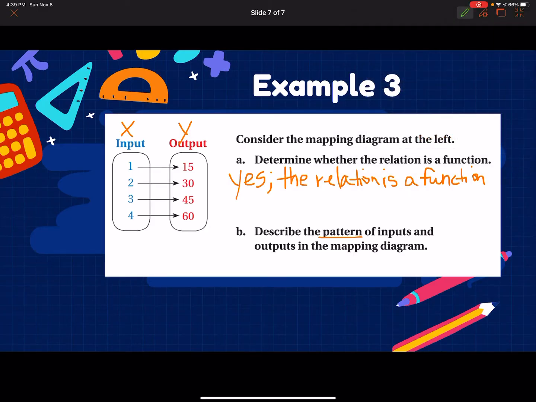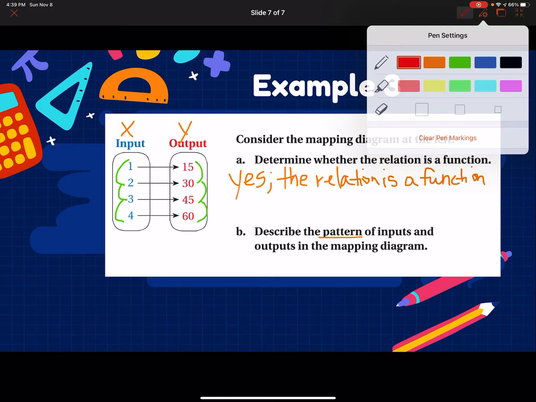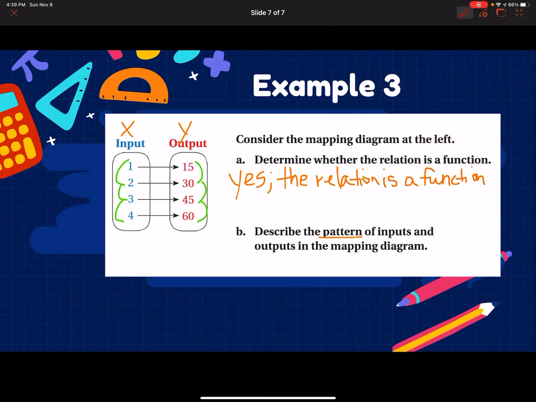Also, I want you to notice what's going on between each input and each output. So if I'm looking at the relationship, first of all, between each input, I'm going from 1 to 2 to 3 to 4. So you probably already noticed that's increasing by 1 each time. Now our output is going from 15 to 30, from 30 to 45, from 45 to 60, and you can see a pattern there as well. Each output is increasing by 15.